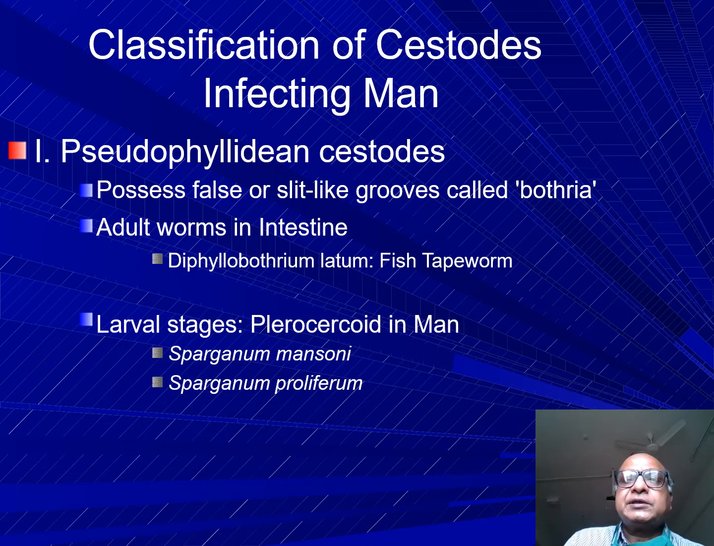Classification of cestodes infecting man. There are two broad categories of cestodes: Pseudophyllidean cestodes and Cyclophyllidean cestodes. Pseudophyllidean cestodes possess false or slit-like grooves called bothria. The adult worm lives in the intestine, for example Diphyllobothrium latum, also known as the fish tapeworm. The larval stage of Pseudophyllidea, that is plerocercoid, found in man, is of Sparganum mansoni and Sparganum proliferum.